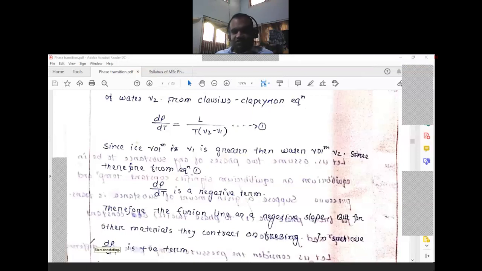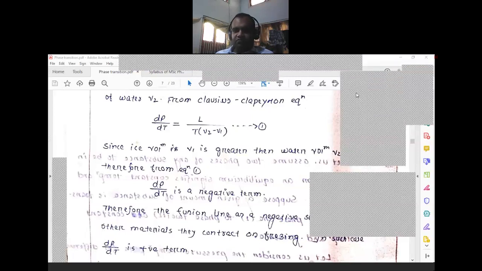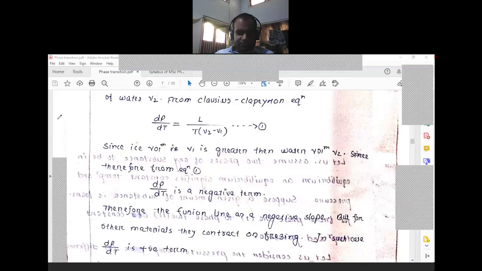So generally we know if a solid is converted to a liquid, its volume increases. But wait a minute, water has lower volume than ice. Okay, let me write it down.